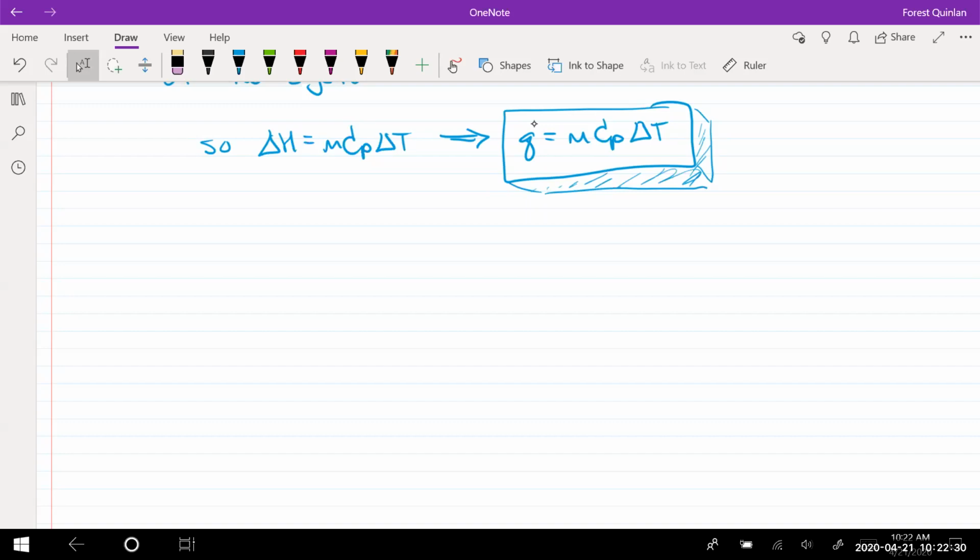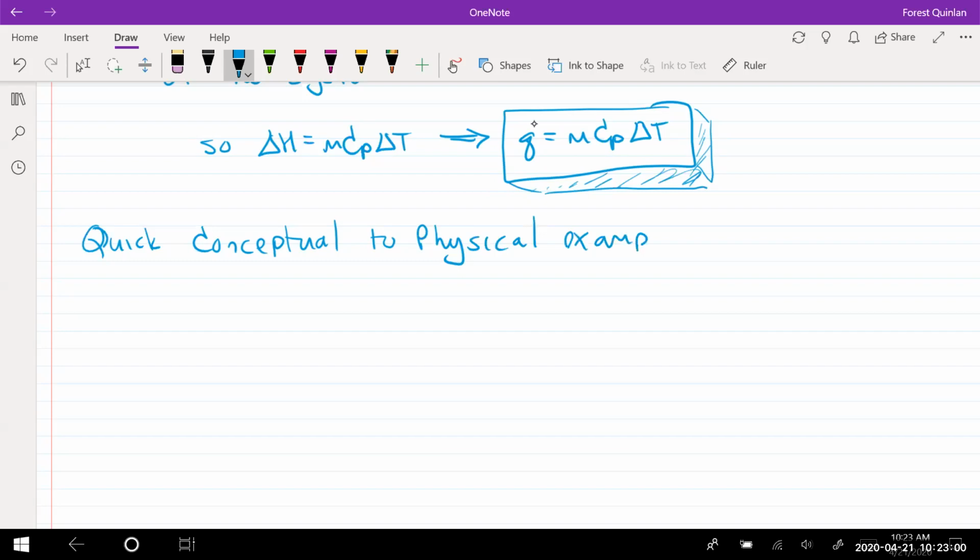So let's do a very quick and easy dirty example, well, actually clean because we're using a lot of water, that might resonate with you guys at least physically and might resonate with you guys conceptually if you've ever thought about doing this. So a quick conceptual to physical example. We're going to warm the pool.